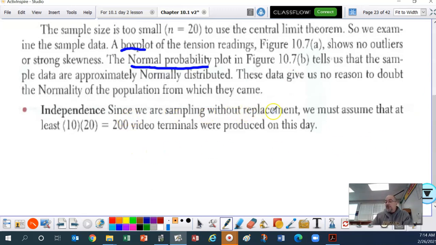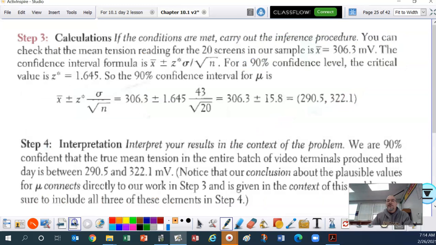Since we are sampling without replacement, we assume that at least 200 video terminals were produced on this day because your sample size is 20. So we assume 10 times the 20, at least 200, were produced that day. Then step 3 is where you do your calculations. Again, there's a lot of writing here that you don't have to put in there. You just need to show your work.